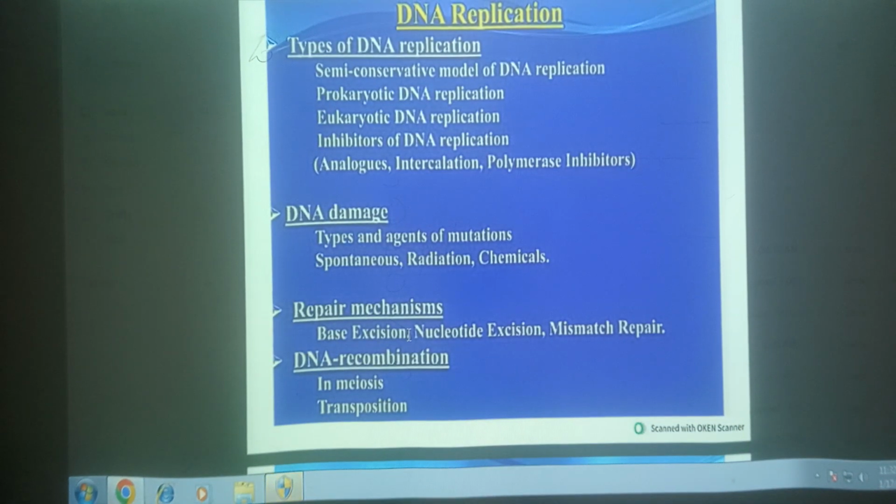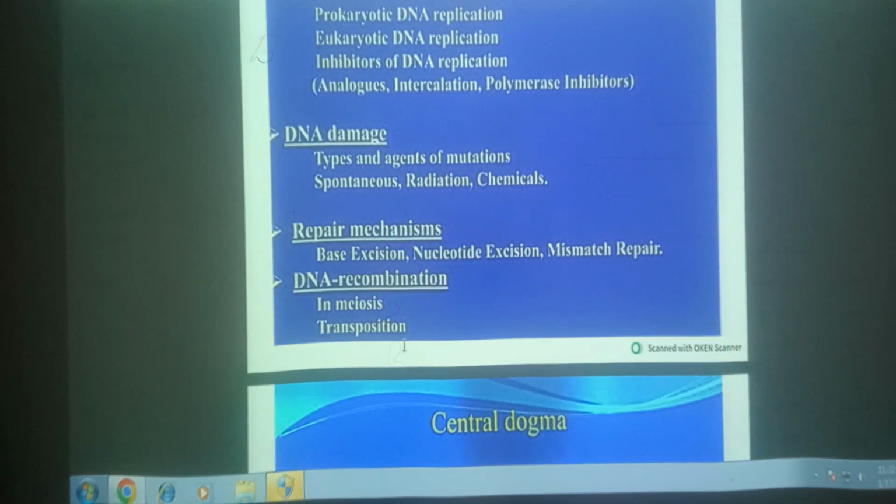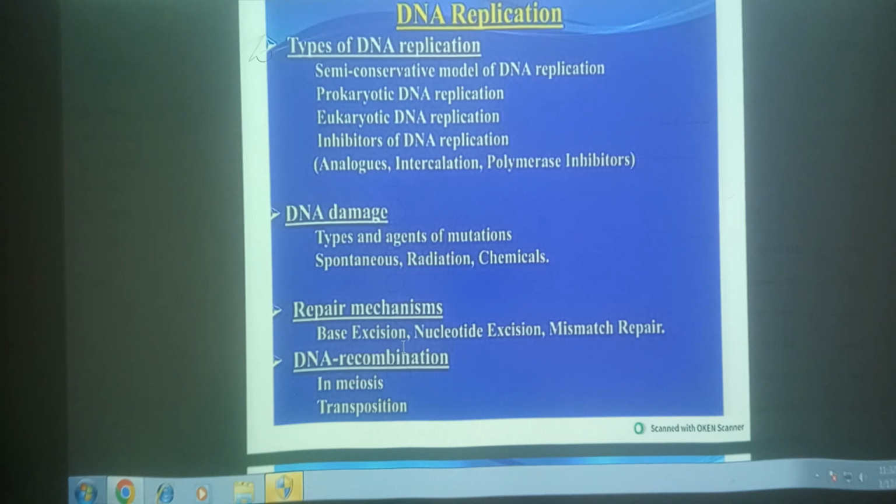Now we have completed what is DNA, deoxyribonucleic acid. DNA is mainly made of three parts: sugar, nitrogenous bases, and phosphoric acid. What are the sugars? What are the nitrogen bases? Adenine, guanine, cytosine, thymine, and phosphoric acid. Structure of DNA, Watson and Crick rule, and Chargaff's law are completed. Now coming to the topic of DNA replication.